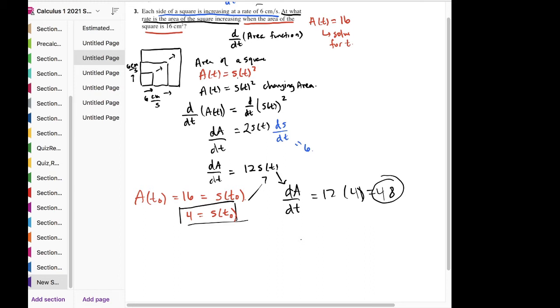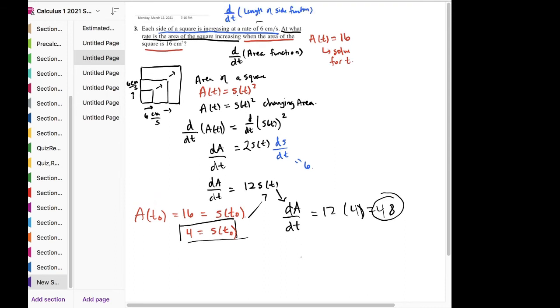Just to reiterate, we don't care about literally what time the area is 16 centimeters squared, because we have all the information from the derivative and from just the area function. All right, questions on this one? All right.